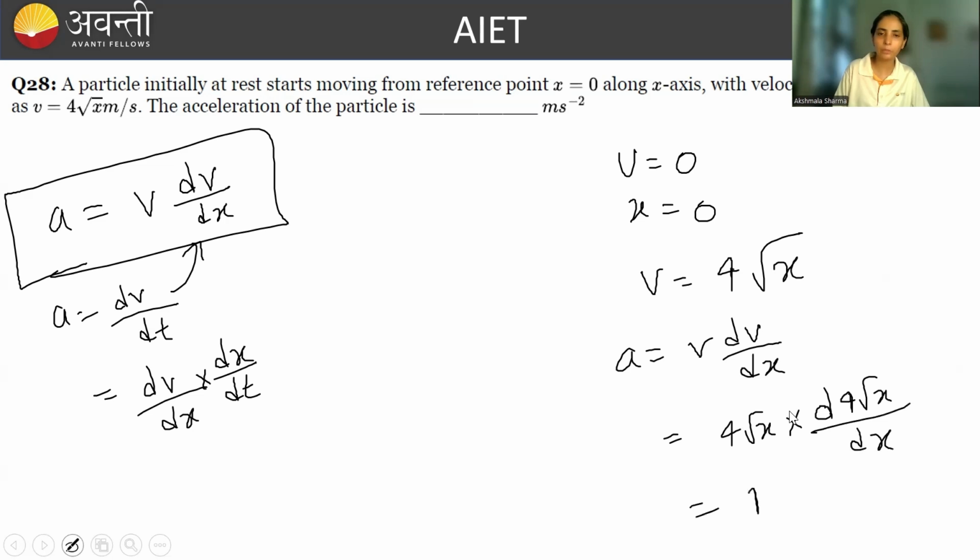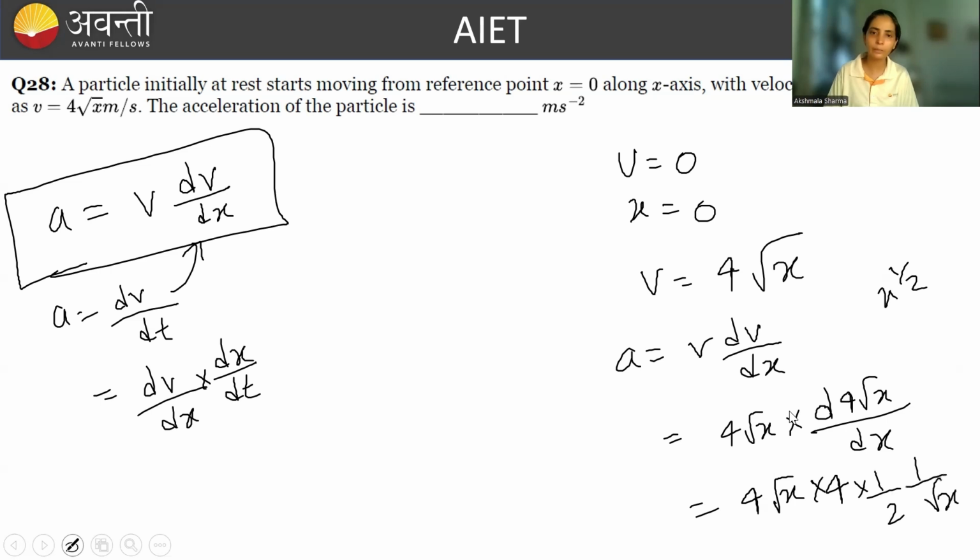How much value we are going to get? Let's see, 4 root under x into this will become 4 into x to the power, what is the power? 1 by 2. So this will become half x to the power 1 by 2 minus 1, that is 1 by root under x. So this will get cancelled and you will get 8. So correct answer will be your 8.